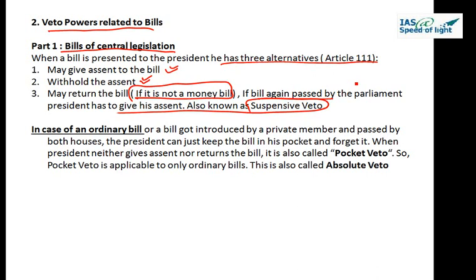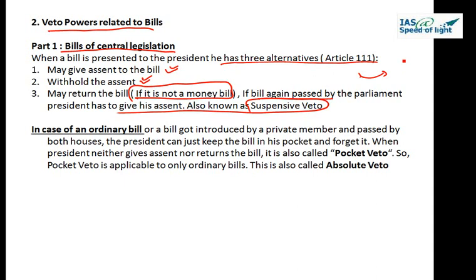So this is very simple. The bill goes to the President. The first thing he can do is give his assent to the bill. Okay, this bill is okay. It becomes an act. Second, he can withhold his assent. He will not return the bill to the Parliament for reconsideration. So this is how the bill can never become an act.